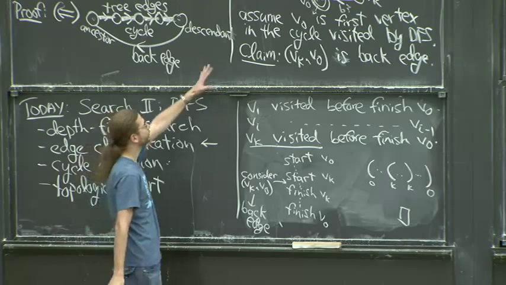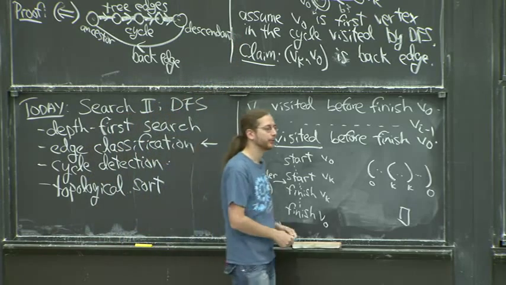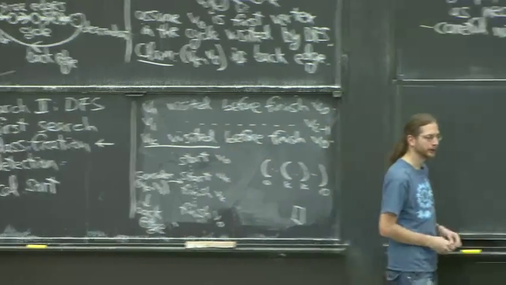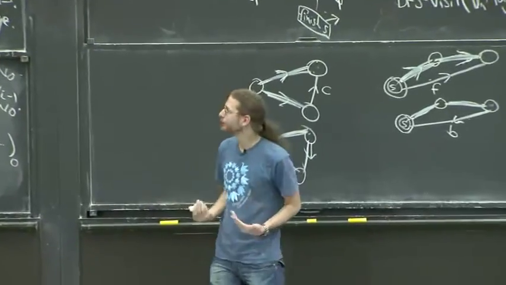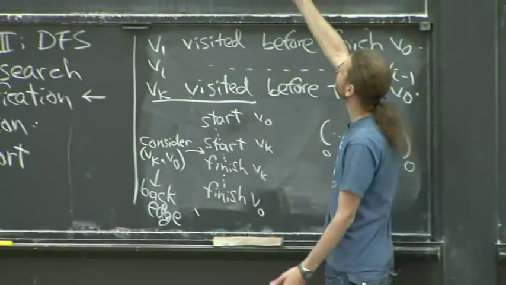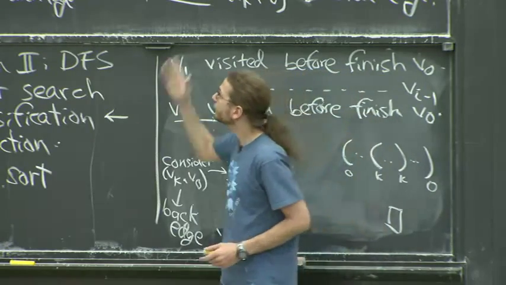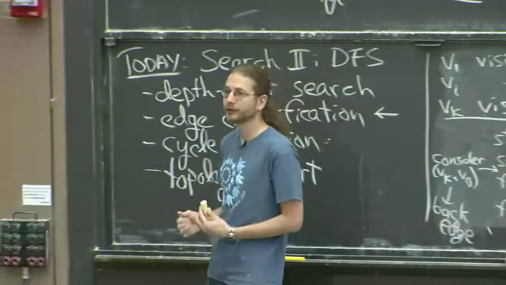It's pretty easy once you set up a starting point, which is look at the first time you visit the cycle, then just think about how you walk around the cycle. There's lots of ways you might walk around the cycle, but it's guaranteed you'll visit vk at some point. Then you'll look at the edge. v0 is still in the stack, so it's a back edge. And so this proves that having a cycle is equivalent to having a back edge.